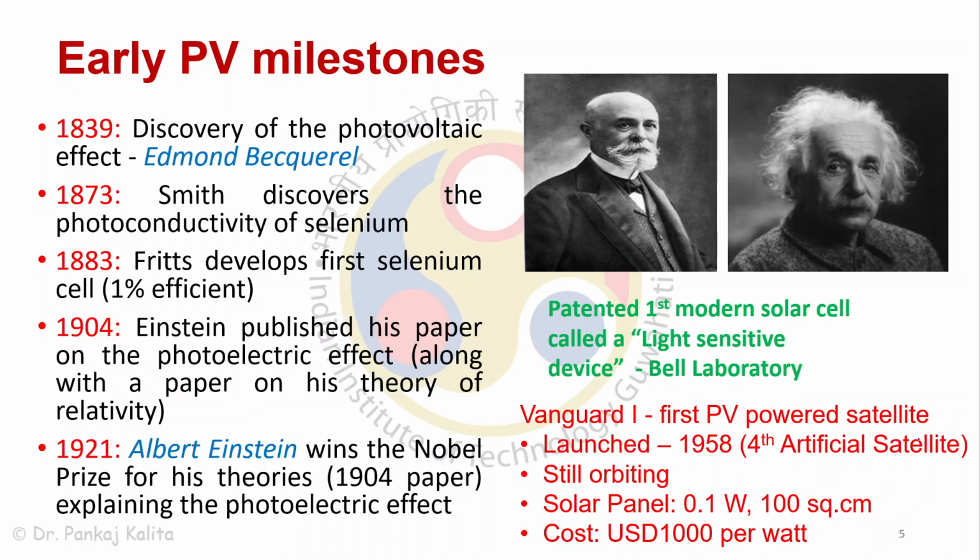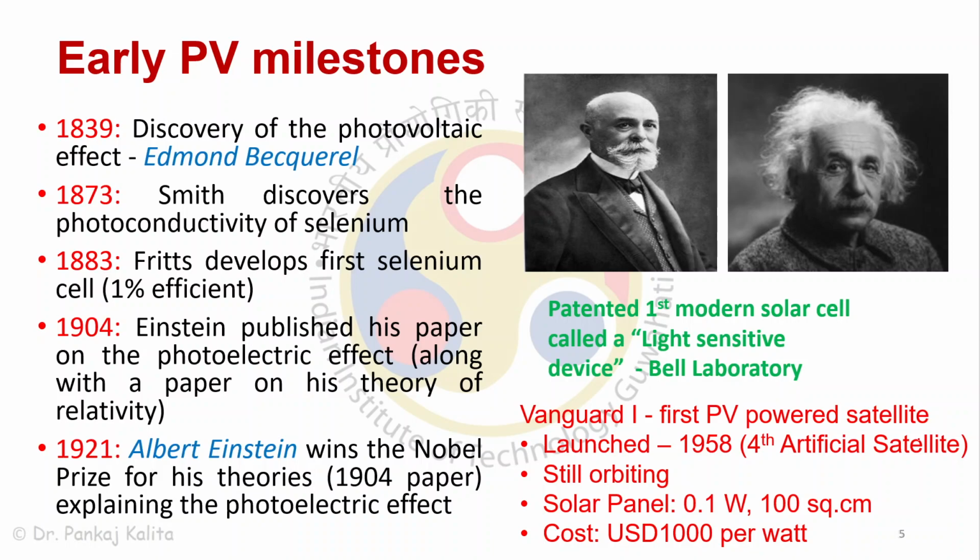Now let's see the development of photovoltaics through milestones: how it developed through different timelines, and who the scientists or researchers were behind these discoveries. In 1839, the photovoltaic effect was discovered for the first time. People credit Albert Einstein for this discovery, but he didn't discover it; he explained the photovoltaic effect, which is why he got the Nobel. It was Edmund Becquerel who discovered it.